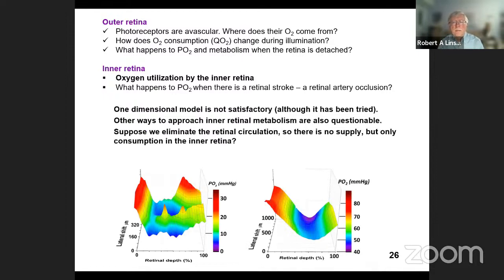On the left at the bottom is a map of PO2 in 2 dimensions, where you see these peaks and valleys in the inner retina. The left side of the graph is the back of the retina, the choroid. And there are these peaks that correspond to capillaries. But suppose we got rid of those capillaries, suppose we got rid of the retinal circulation, then we might have a situation where we could, again, use a one-dimensional model to look at oxygen across now the entire retina.